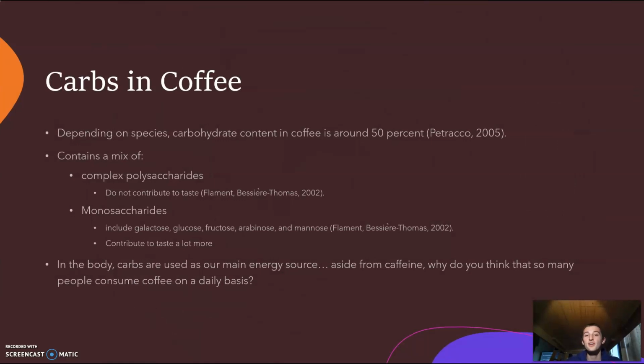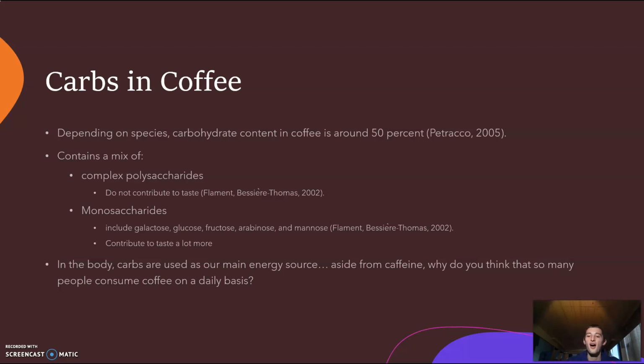So next we're going to discuss the carbs in coffee. Depending on the species, it has around 50%. That's just a ballpark average. And of those 50% carbs, some of them are complex polysaccharides that don't really have an effect on the taste. And then there are some monosaccharides like glucose, galactose, fructose, arabinose, and mannose that have some contribution to the bitter taste in coffee.